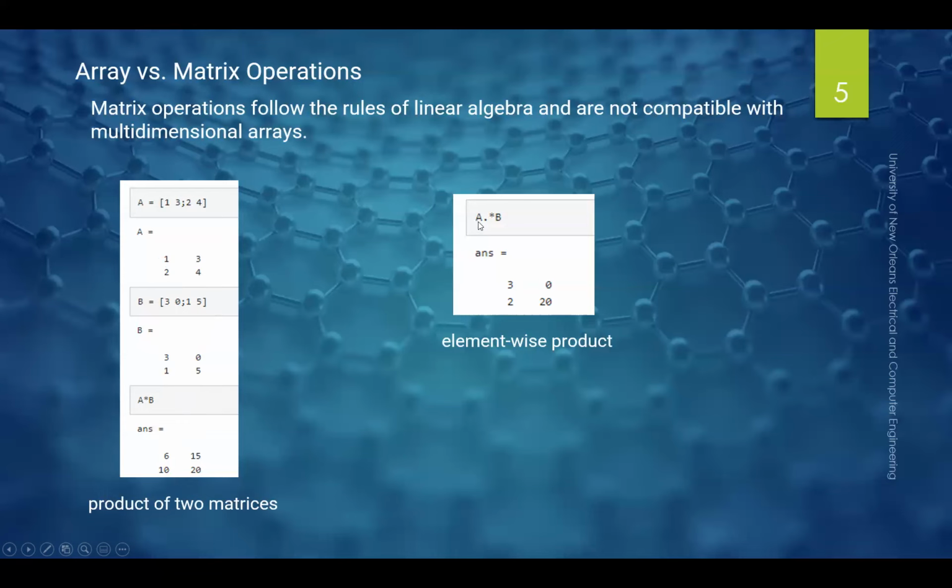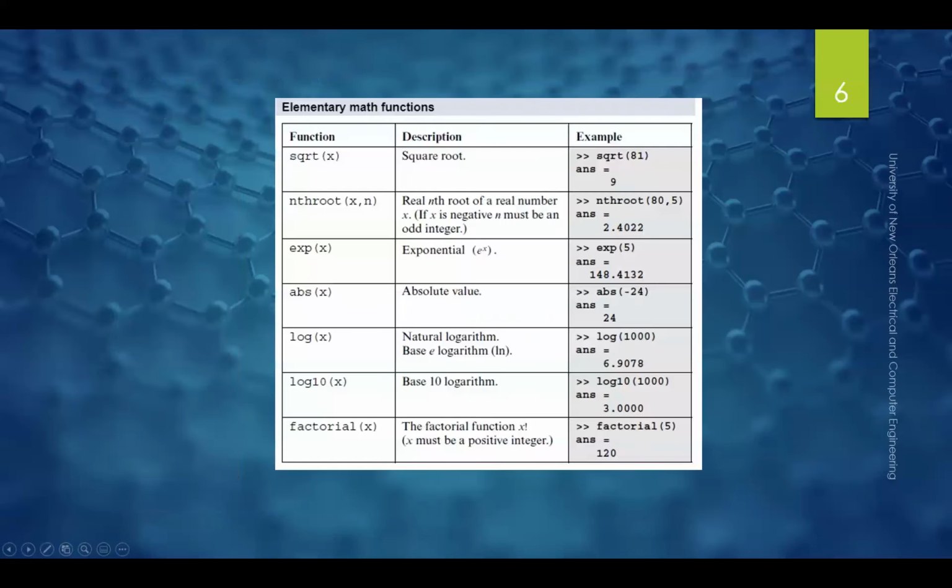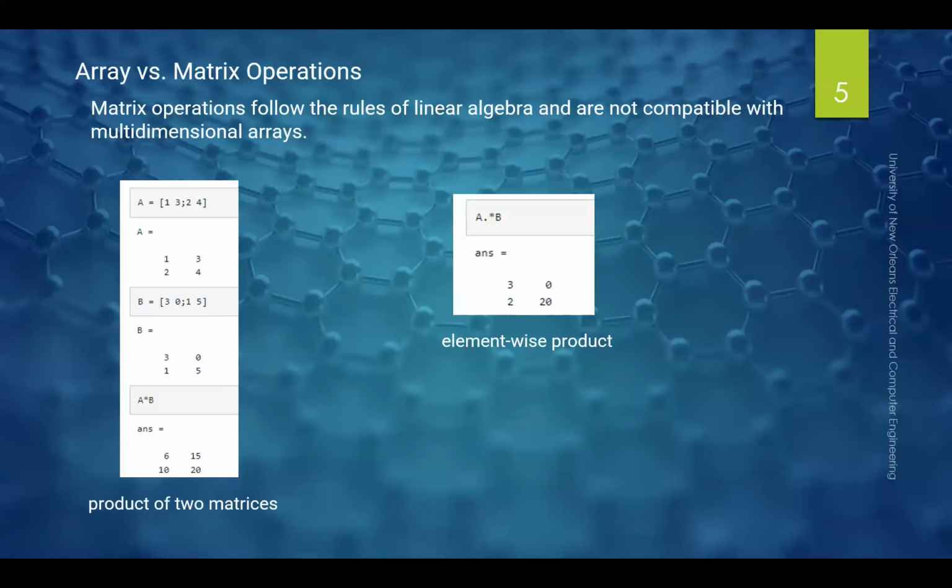However, if we put a dot or a period before the operation, that simply indicates an element by element product. So in that way, we'll simply be doing 1 times 3, 3 times 0, 2 times 1, 4 times 5, which gives you this expression here, right? So I think this example really clarifies the difference between the two. And I hope that helps you going forward.